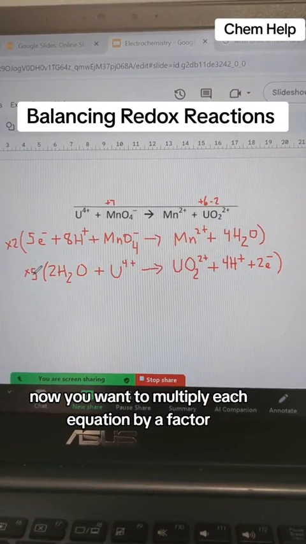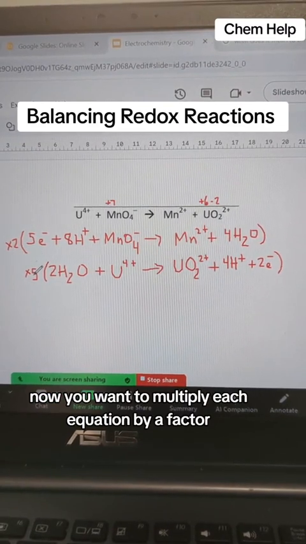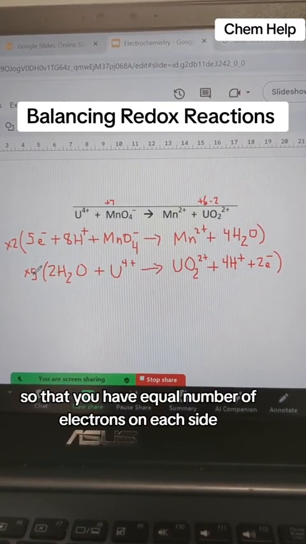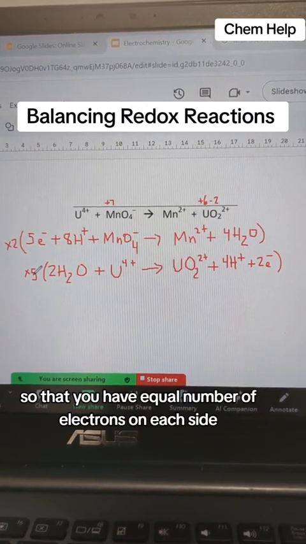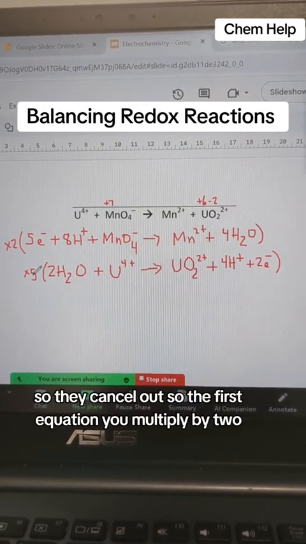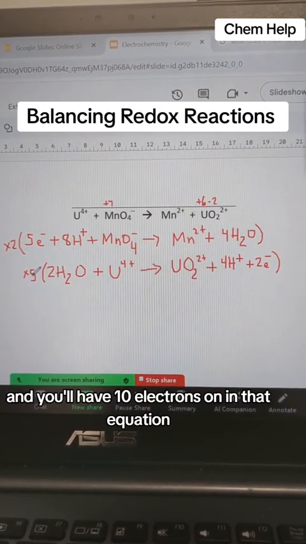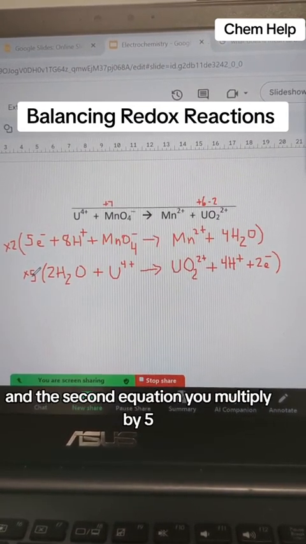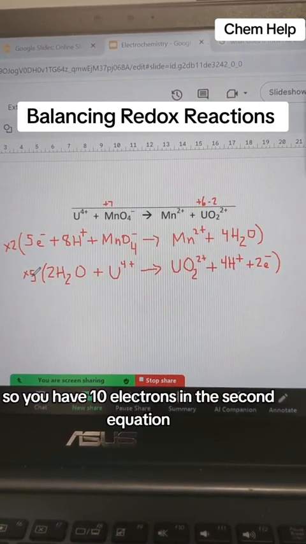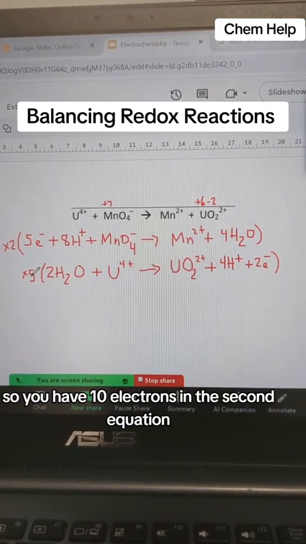Now you want to multiply each equation by a factor so that you have an equal number of electrons on each side so they cancel out. So the first equation you multiply by 2 and you'll have 10 electrons in that equation. And the second equation you multiply by 5, so you have 10 electrons in the second equation.